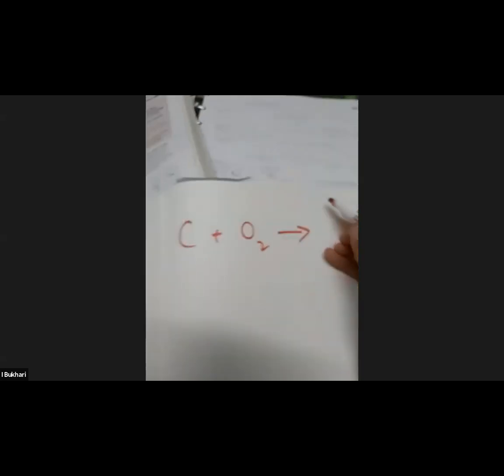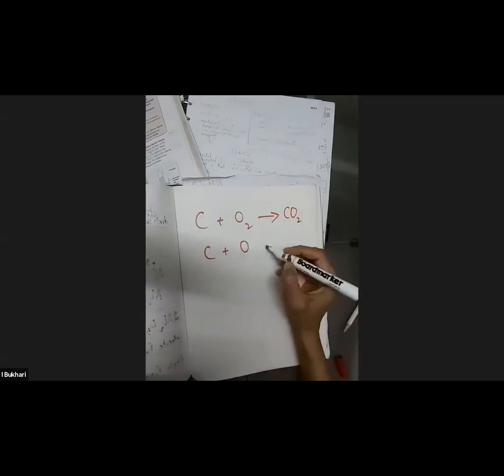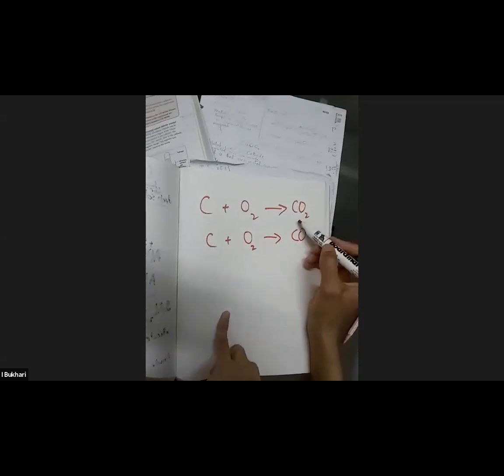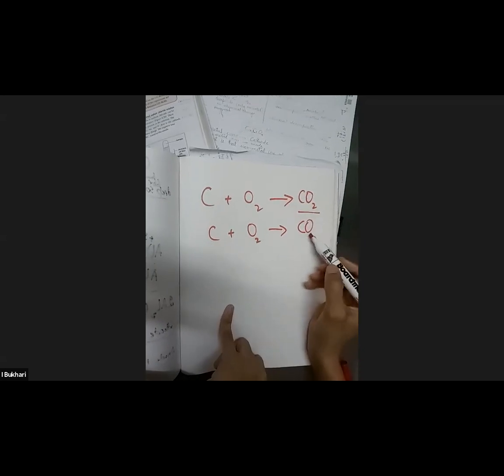Okay, this is the last question and then I will end. Now we have carbon and we have oxygen. Sometimes we get carbon dioxide and at other times we get carbon monoxide. Here there are 2 oxygen atoms bonded to 1 carbon atom, and here only 1 oxygen atom is bonded to the carbon atom.